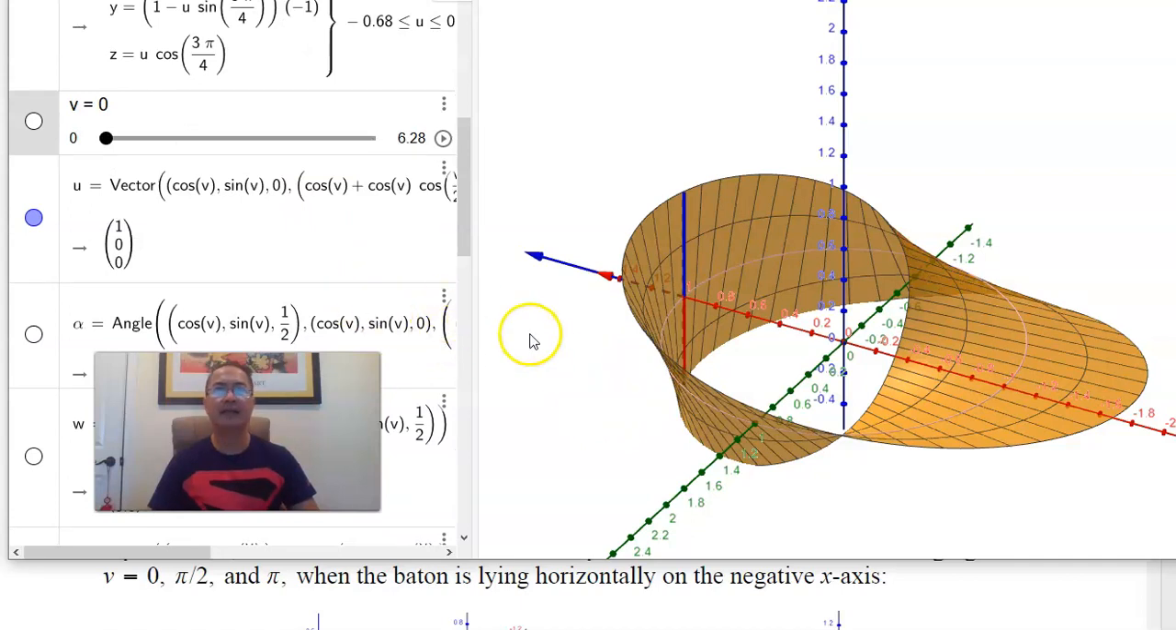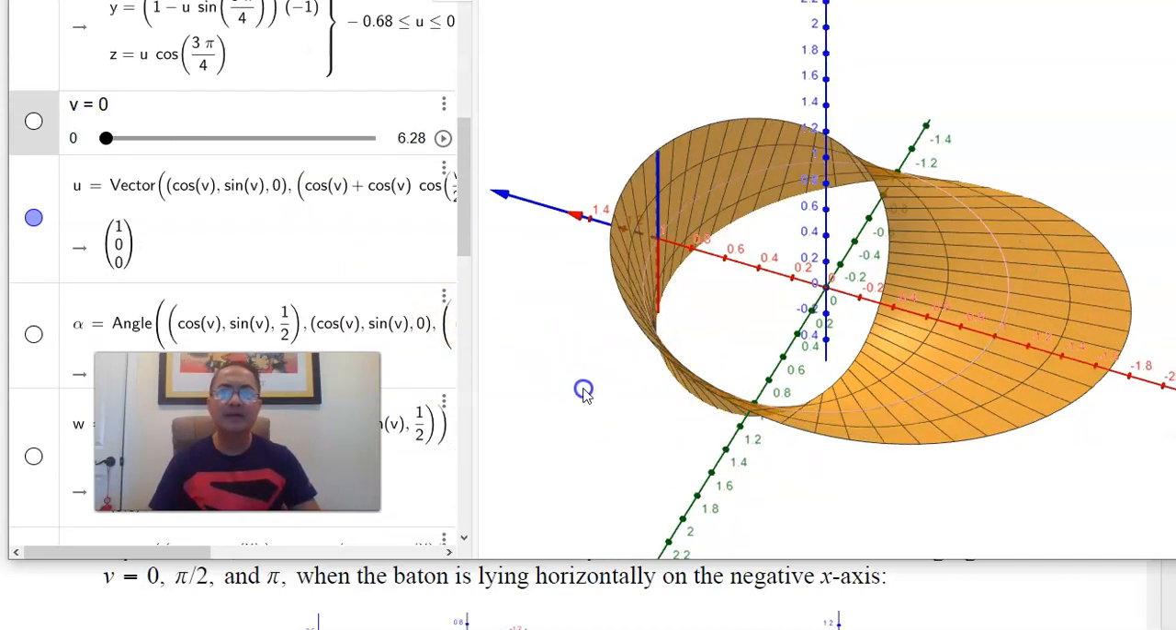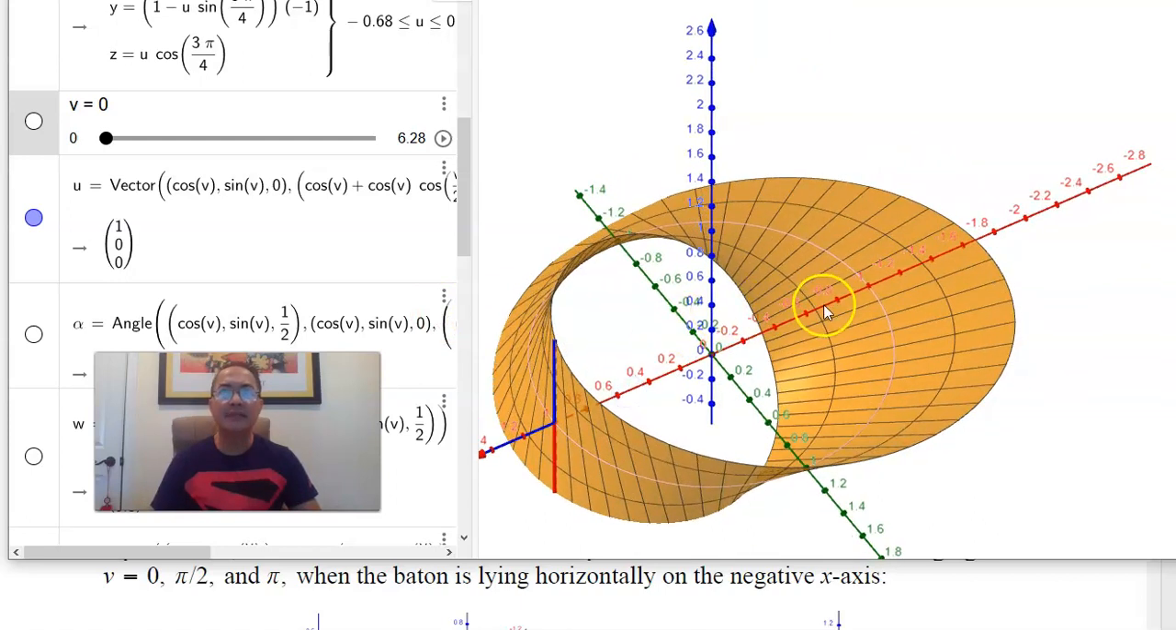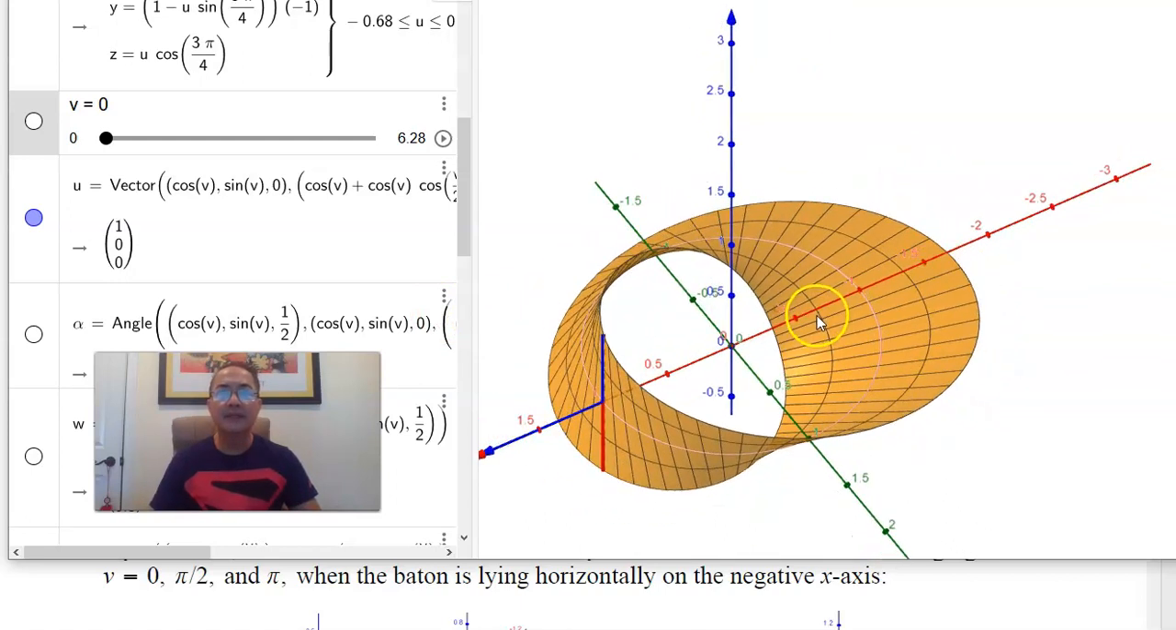Found it, it was right beneath my slider. I think I'm misplacing everything today. So here is, maybe I should shrink this a little bit.